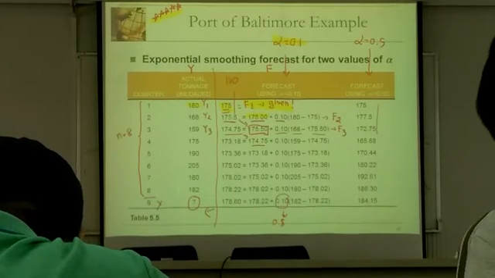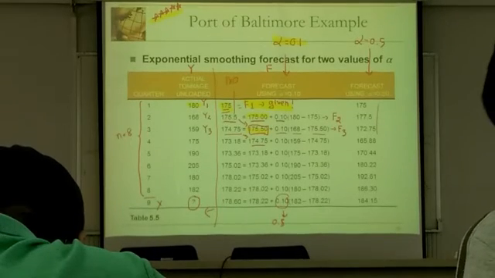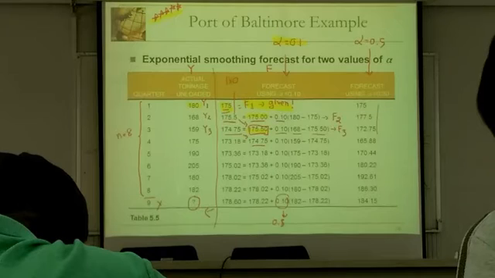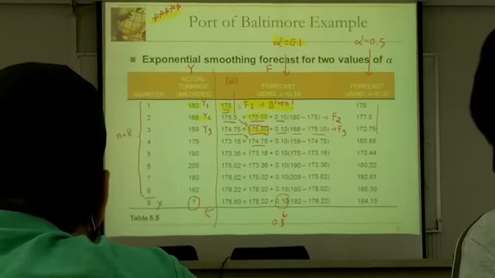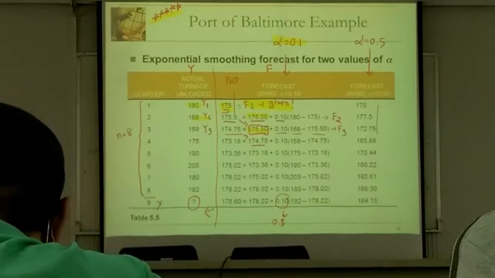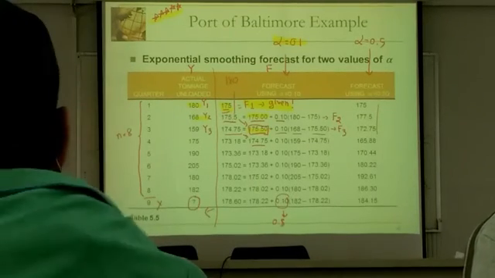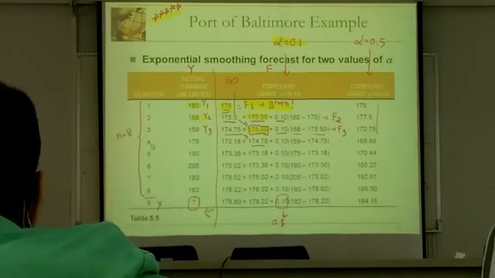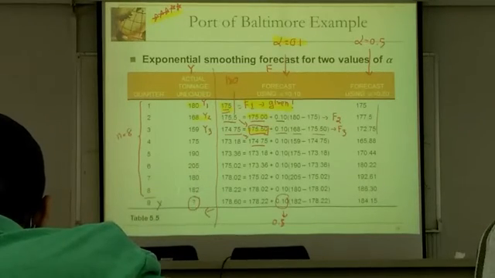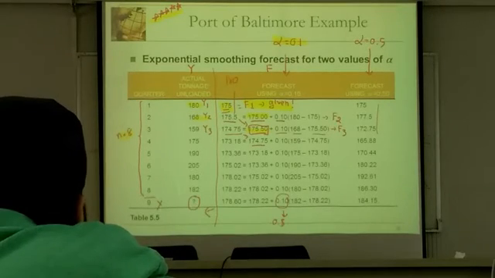Then from F1, you're going to compute F2. It's going to be equal to F1, 175, plus alpha multiplied by Y1, 180, subtract F1, 175. And that gives you 175.5. Then from that, I can calculate F3. It's going to be F2, 175.5, plus alpha 0.1 times Y2, 168, subtract F2, 175.5, and so on and so on. You see that? This number will be used in our calculation.